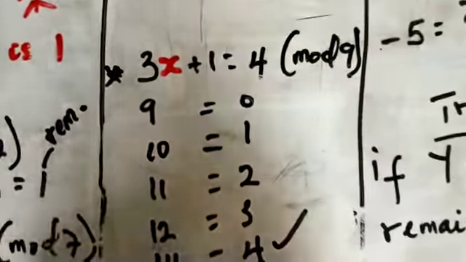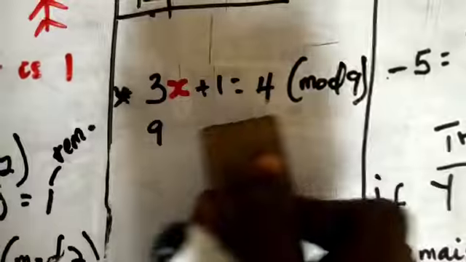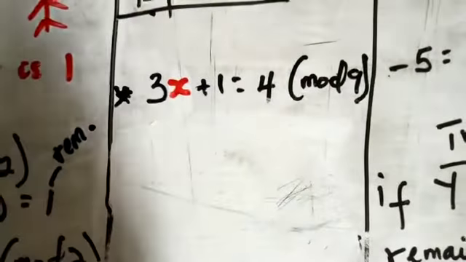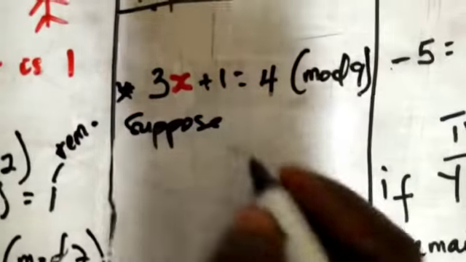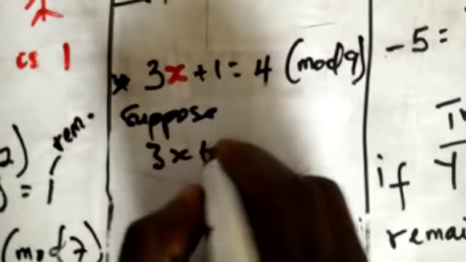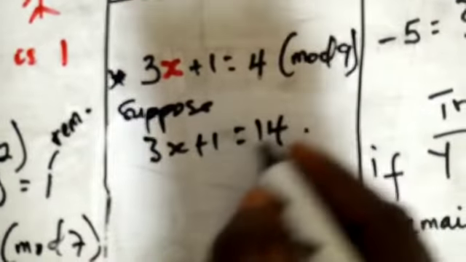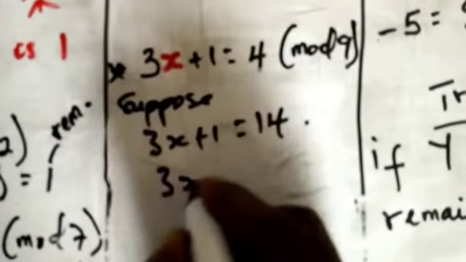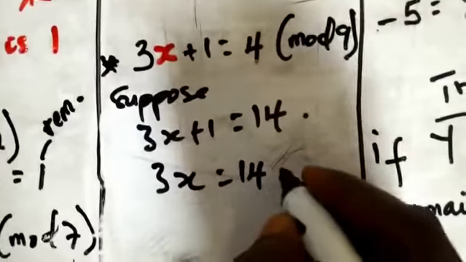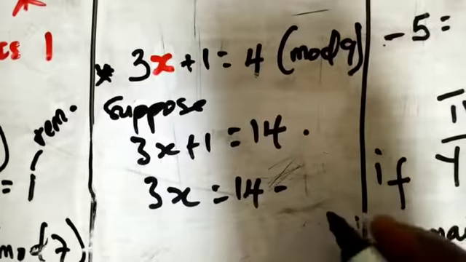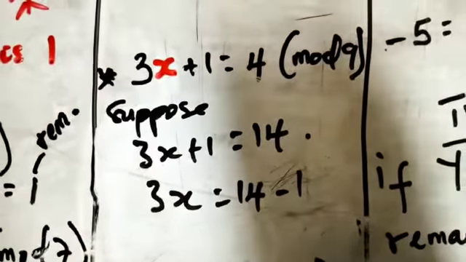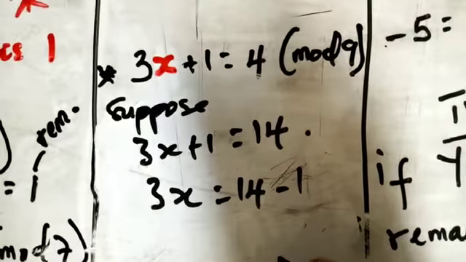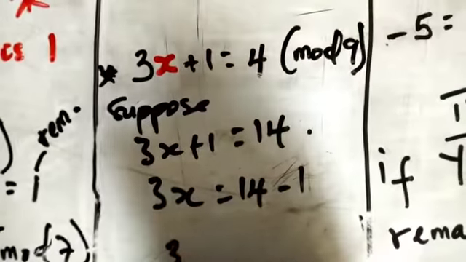Therefore, you can start by saying, assuming, or maybe suppose, that 3s plus 1 is equal to 14, right? So here 3s is equal to 14 minus 1. That has to be, would that be 13?